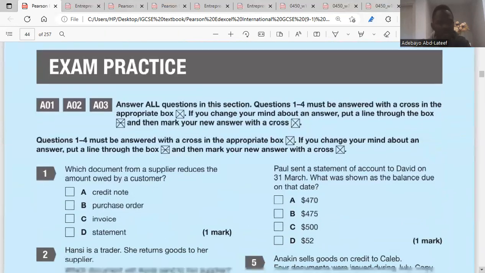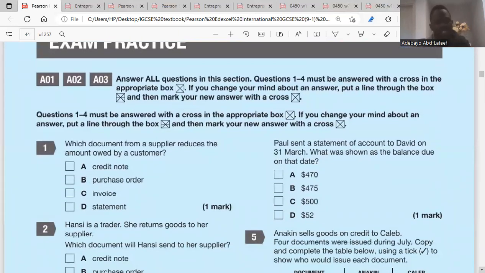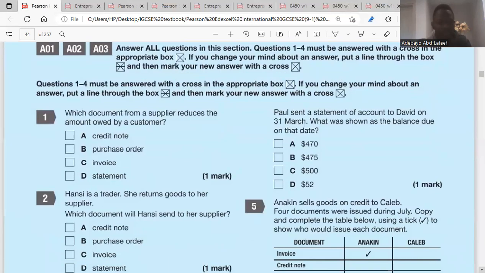So the first question says, which document from a supplier reduces the amount owed by a customer? When the supplier is taking away the amount you are owing him or her, what document is issued by the supplier? Credit note.